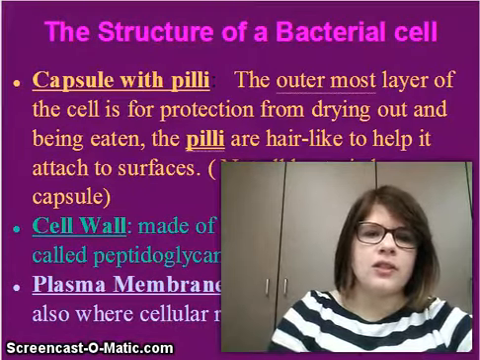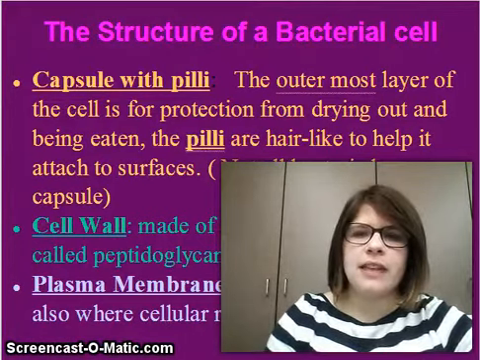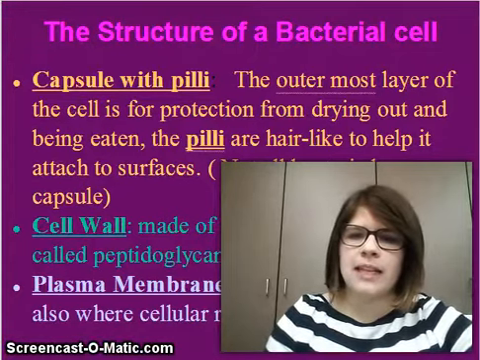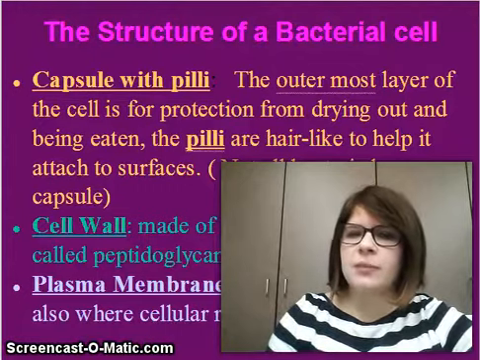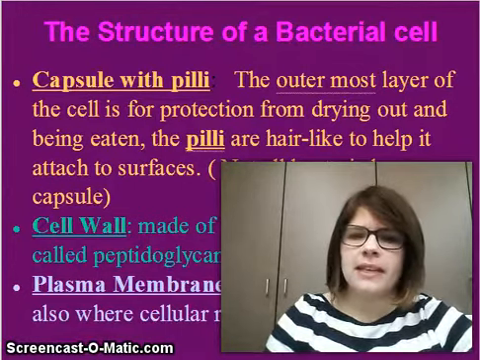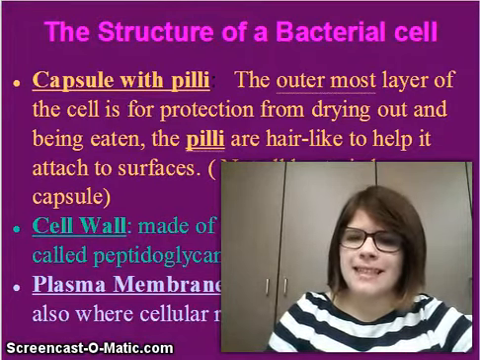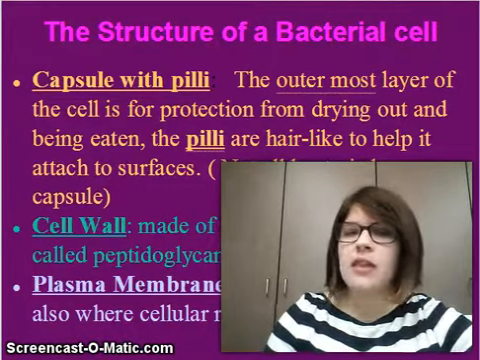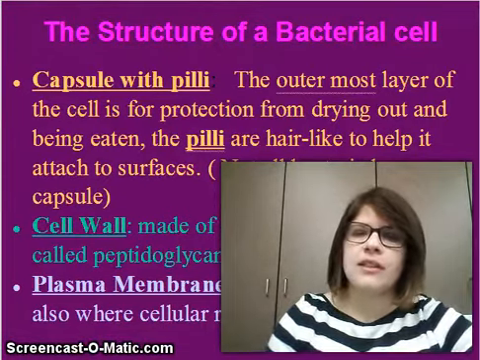Okay, so let's just kind of mosey on along now. We're going to talk about the structure of the bacterial cell. Now, the structure of the bacterial cell has a capsule with pili. Remember, I just talked about those pili, and they're on the outermost layer of the cell. And that's for protection from drying out and being eaten. And remember, those pili just kind of help us sense things. The pili are hair-like to help attach to surfaces as well. So it's going to help a lot in movement. We have a cell wall made of many, many molecules called peptidoglycan.